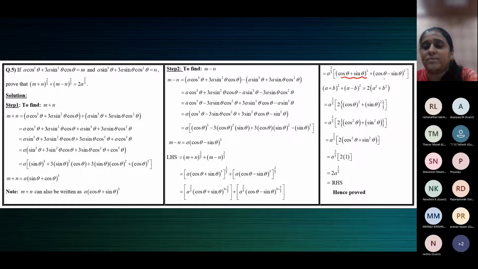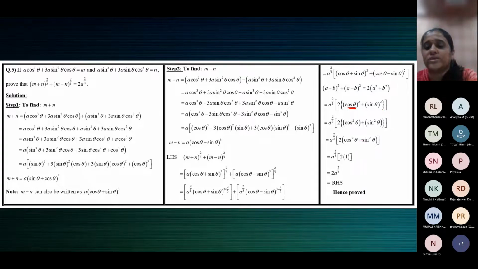A plus b the whole square plus a minus b the whole square is 2 of a square plus b square. Use this identity. So a to the power 2 by 3 as it is, and this becomes 2 of a square plus b square. A is cos theta, b is sin theta. So 2 of cos theta the whole square plus sin theta the whole square. So that's the next step.